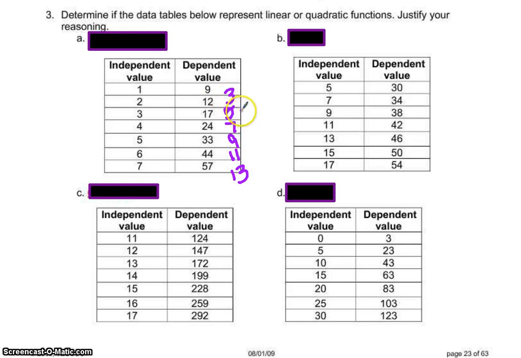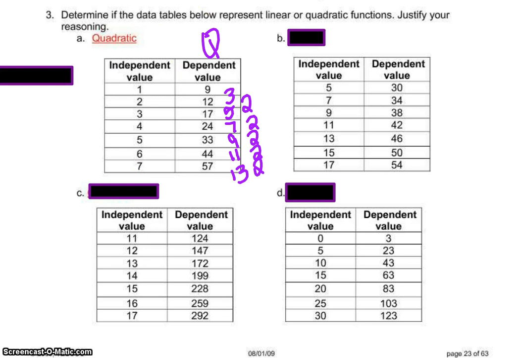So now we're going to subtract and do our second difference. 5 minus 3 is 2. 7 minus 5 is 2, 9 minus 7 is 2, 11 minus 9 is 2, and 13 minus 11 is 2. These are all the same. If your second differences are all the same, then it is going to be quadratic. So looking at your next one, 34 minus 30 is 4, 38 minus 34 is 4, 42 minus 38 is 4, 46 minus 42 is 4, 50 minus 46 is 4, and 54 minus 50 is 4. They're all the same. That means that this one is linear.